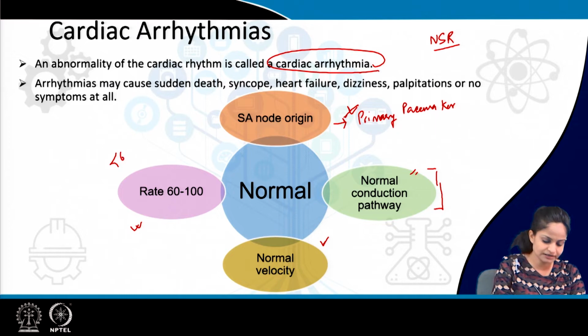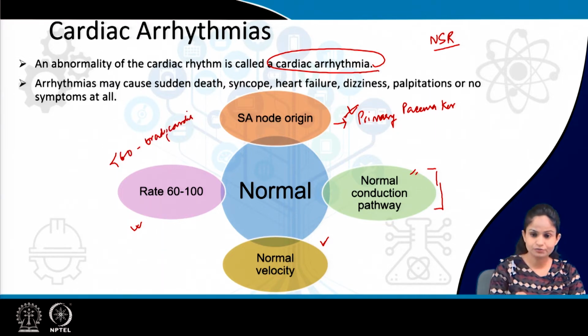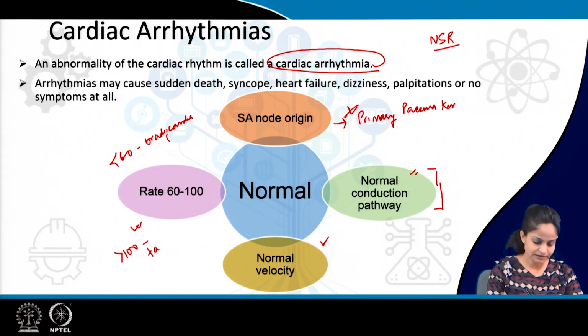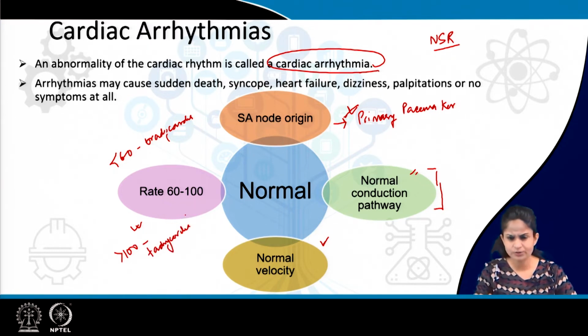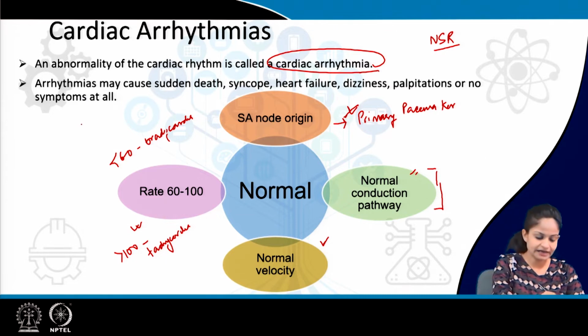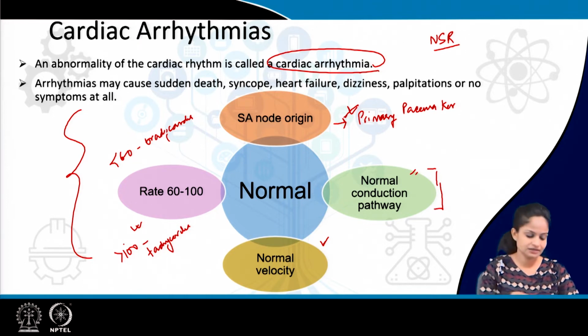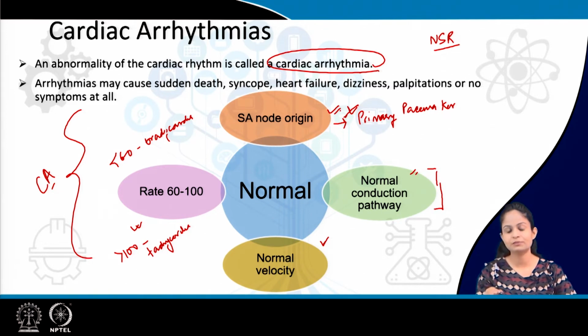If this goes below 60, it is bradycardia or bradyarrhythmia. If this goes above 100, we call it tachycardia or tachyarrhythmia. We have different causes for bradyarrhythmias and tachyarrhythmias, but what I am meaning to say is these are the normal criteria to say that this is a normal sinus rhythm. If any deviation occurs in any of these four, we consider that as cardiac arrhythmia. That means if the impulse is not generated from the SA node but from some other ectopic focus, if the conduction pathway is not normal, if there is any accessory conduction pathway, if the velocity gets interchanged in the cells, or if the rate does not fall within the normal range of 60 to 100 beats, we call all this cardiac arrhythmias.